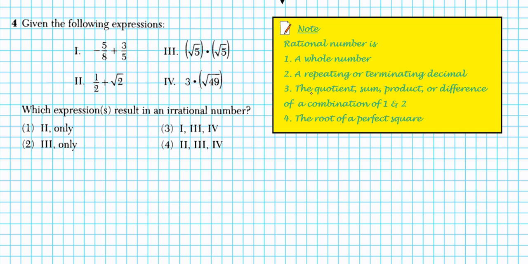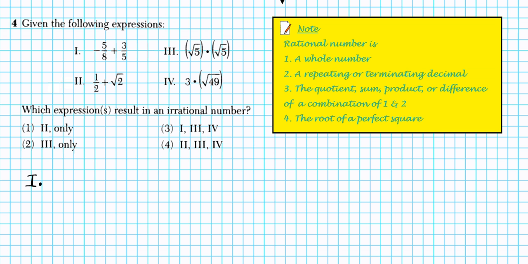All right, you can also have a quotient, sum, product, or difference of integers. So if you're dividing whole numbers, multiplying them, or subtracting them, you're always going to end up with a rational number. And lastly, if you're taking the square root of a perfect square, you will also end up with a rational number. So what we're going to do is take a look at these choices, see which one fits this description, and then eliminate that. We want the ones that are not rational.